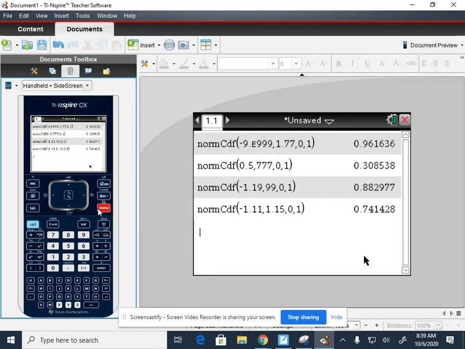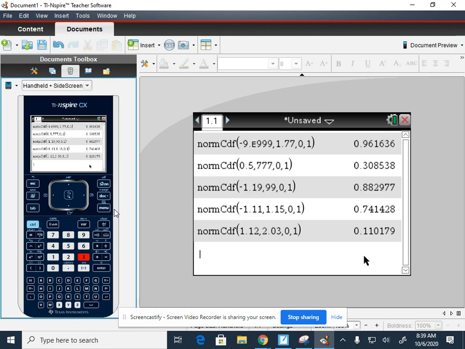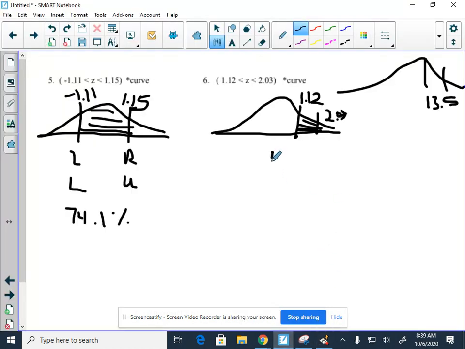Okay, so menu 652, 1.12 to 2.03. If I said that right, I typed it right, I think. It says it's 11.0%. Wait, so the lower bound is 1.12. Yep. The upper bound is 2.03.